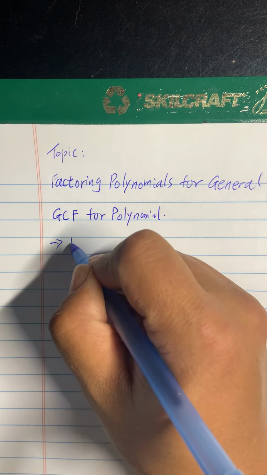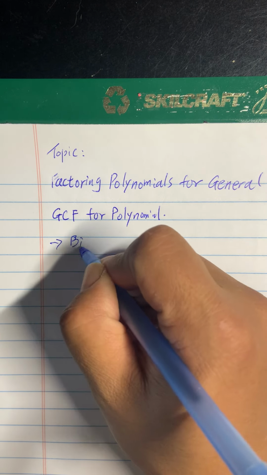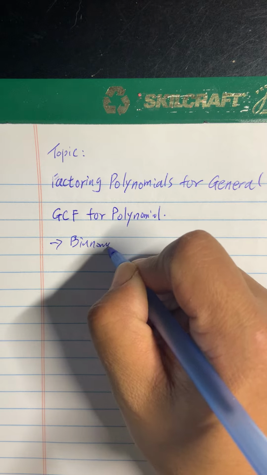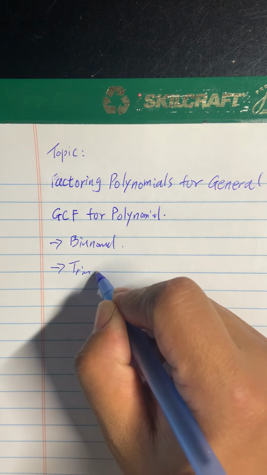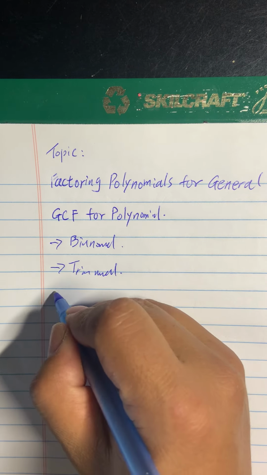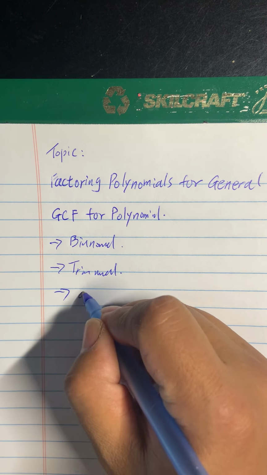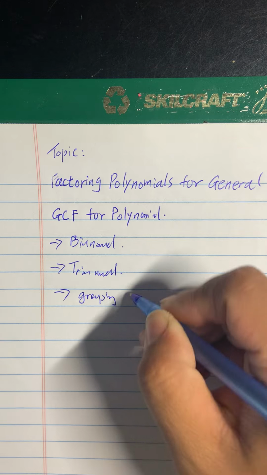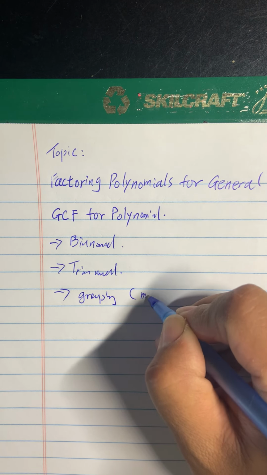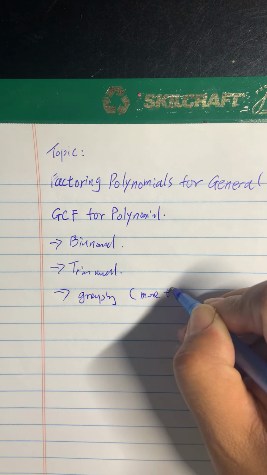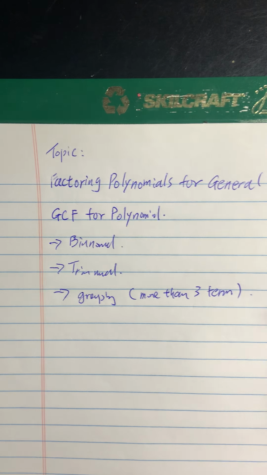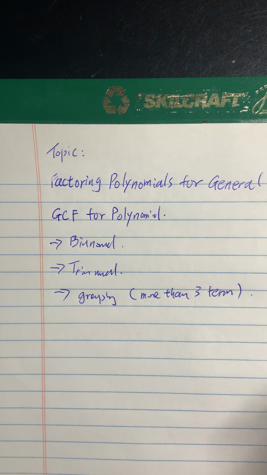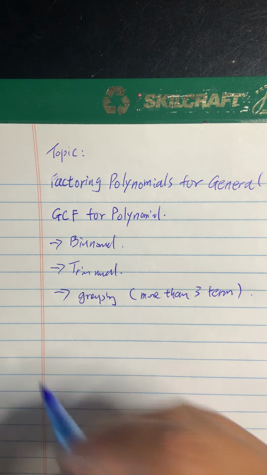First one is for the binomial. Second one is for the trinomial. Third one is for the grouping, meaning more than three terms. So we go through each one.